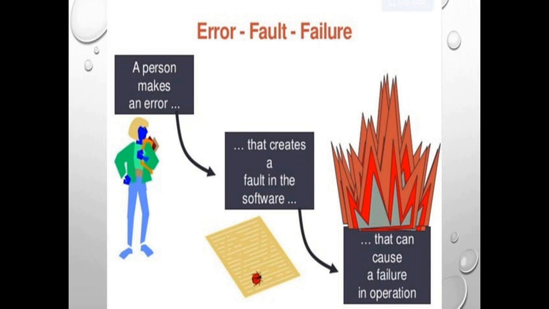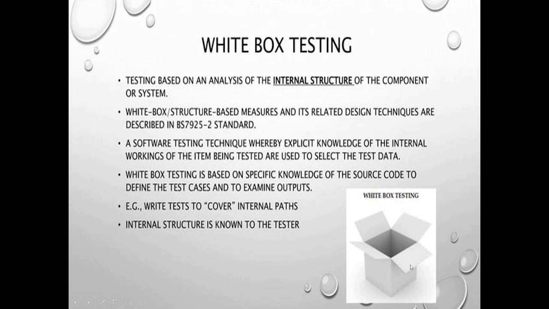Error, fault, and failure. What do these three terms mean? A person can make an error. The error is made by a person or any user. What is meant by the fault? That creates a fault in the software, so in the whole thing, it makes a fault. What is meant by failure? The outcome that can cause a failure in the whole operation.